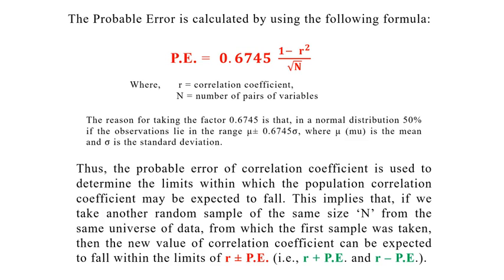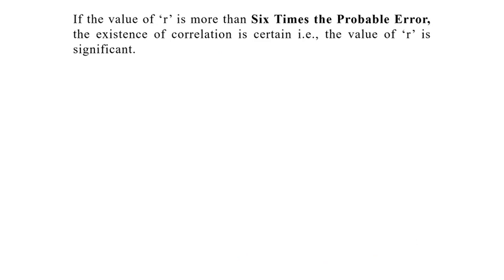Next, if the value of r is more than 6 times the probable error, this will be used to interpret the reliability of r, whether it is significant or insignificant. So to find out significance or insignificance of correlation coefficient, we have to multiply PE by 6, 6 times the probable error. The existence of correlation is certain, that is, significant. That means if r is greater than 6 PE, then r is said to be significant. You must remember this one also. If r is greater than 6 PE, then r is said to be significant.